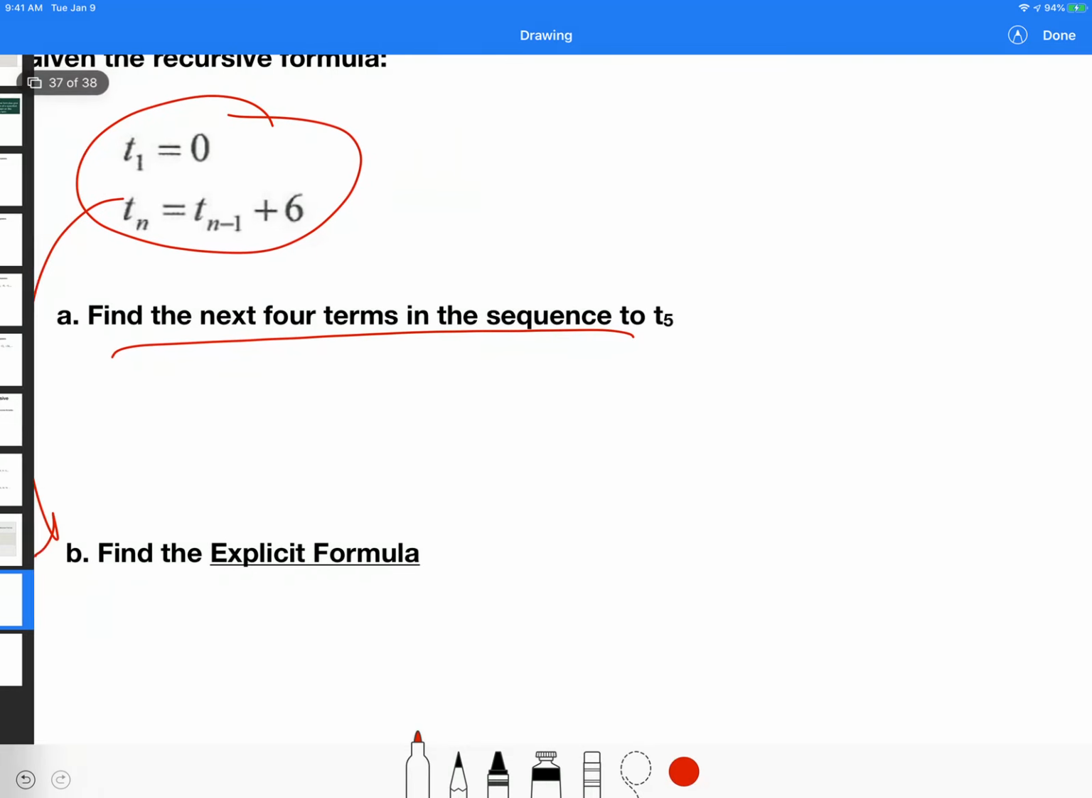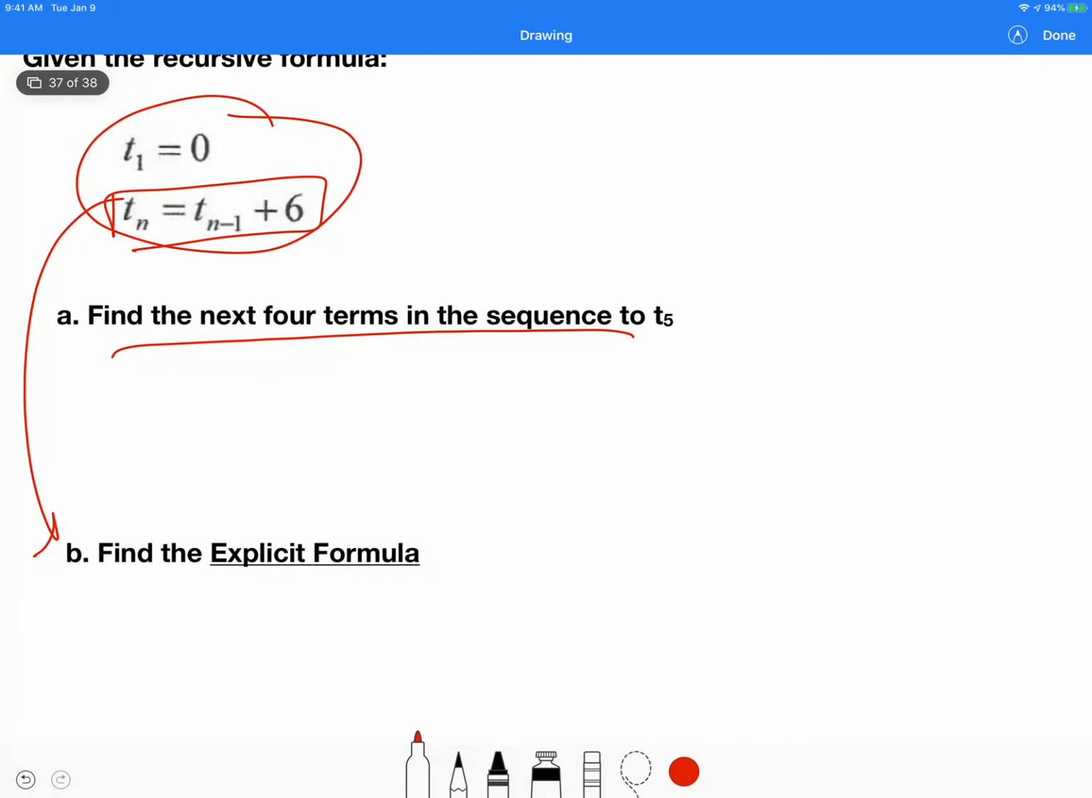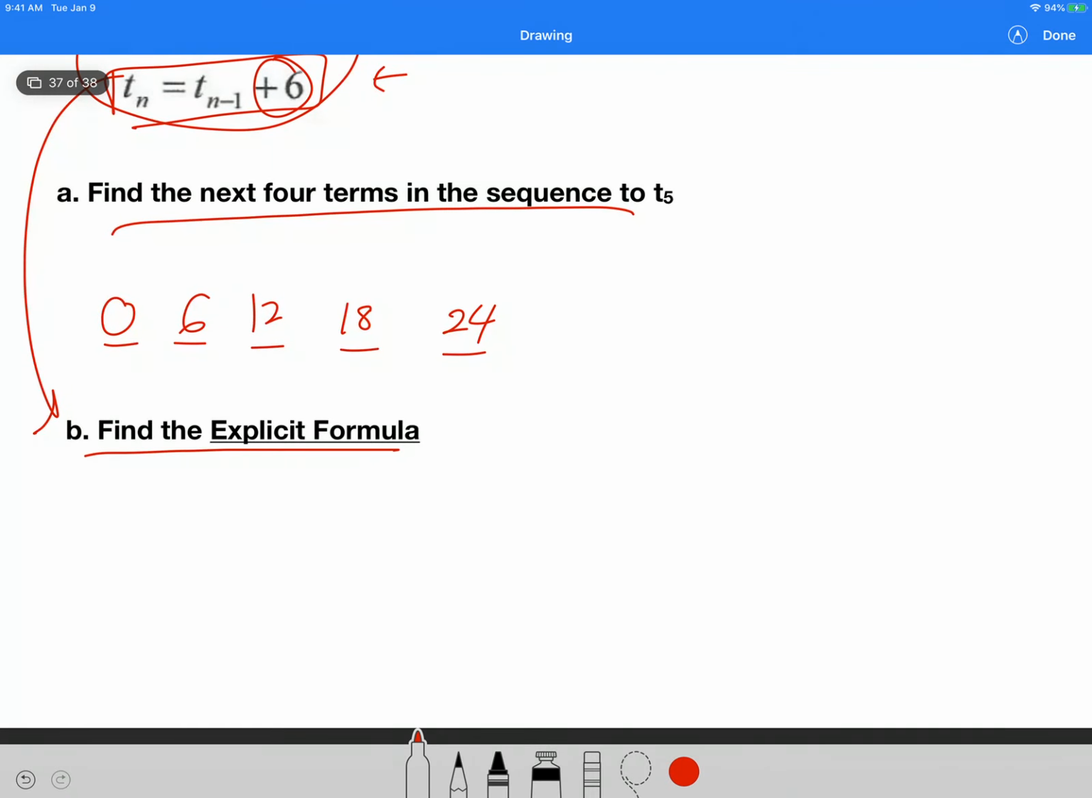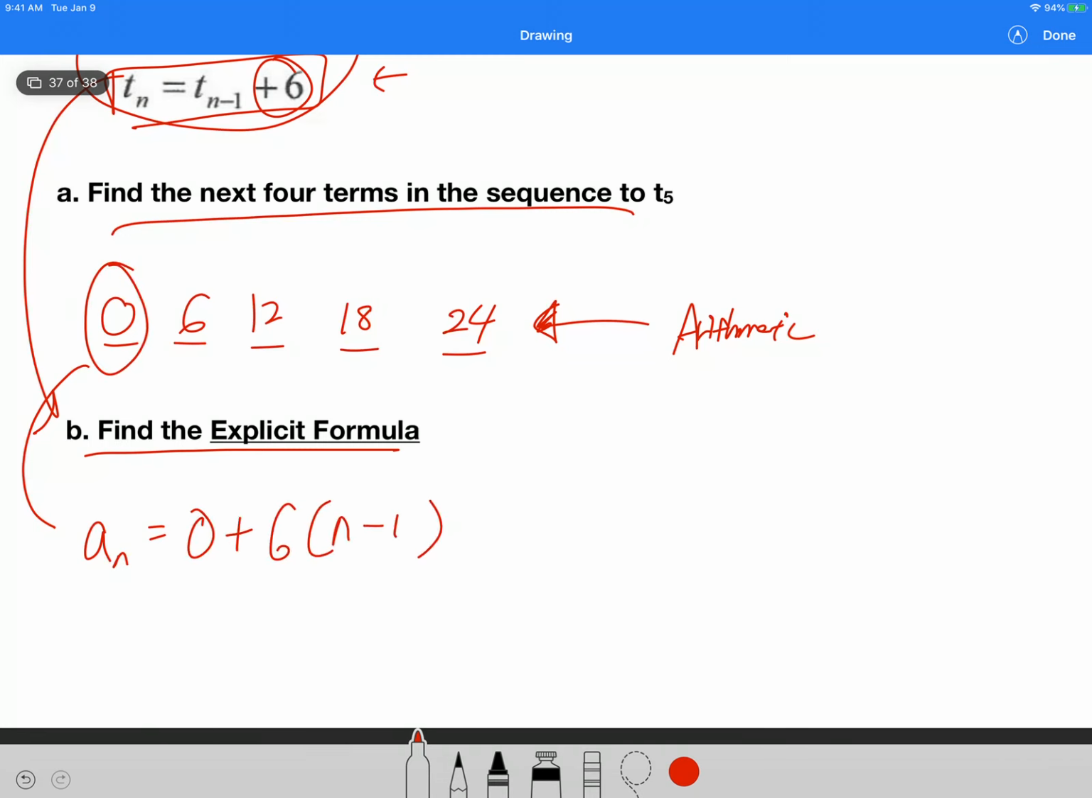So I'm going to simply use the recursive formula to find out what's really happening. It turns out that it's going to be adding 6 to the preceding term. So the next 4 terms after 0 would be 6, 12, 18, 24. And if I'm given the sequence of arithmetic, I should be able to translate that into explicit quite easily. The way to do that is I take my a sub n and use my first term, which is 0, plus the common difference 6 times n minus 1. And that would be my explicit formula, and that's it.